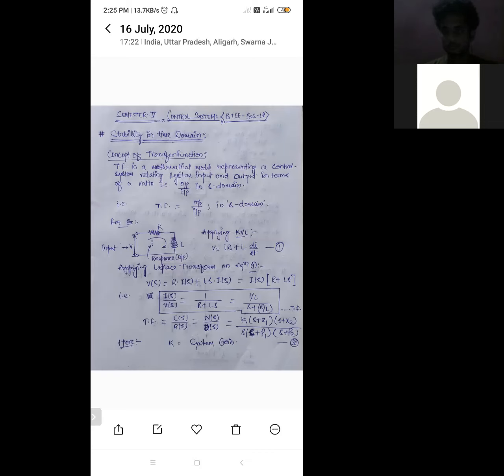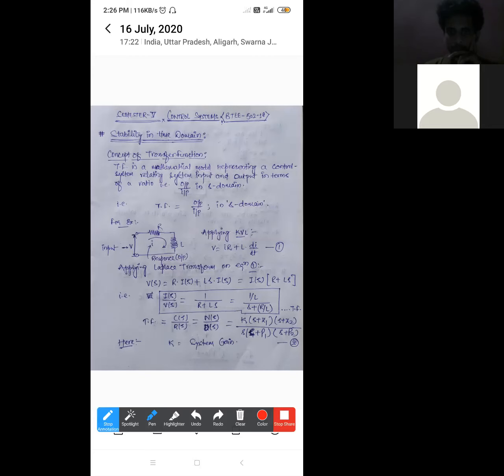First is the transfer function, the concept of transfer function. So transfer function is a mathematical model representing a control system, relating the system's input and output. So basically transfer function is nothing but the ratio of system output to the system input in S domain, right? So here transfer function is nothing but system output to the system input in S domain.